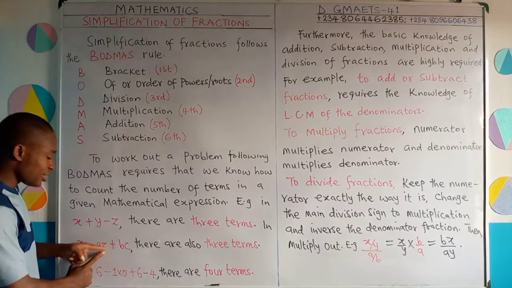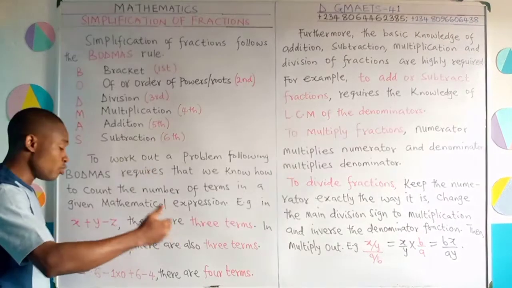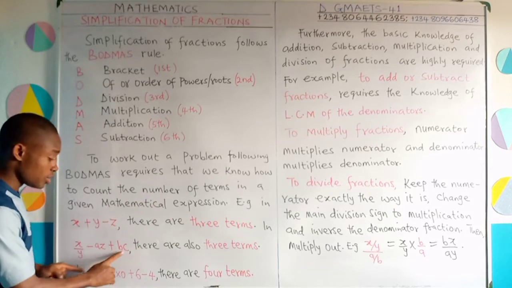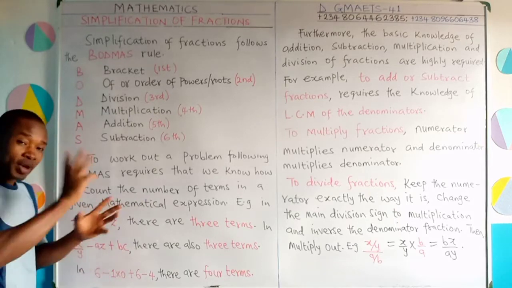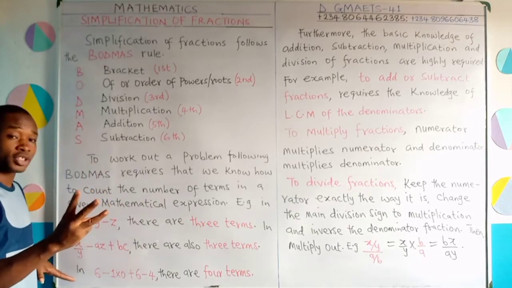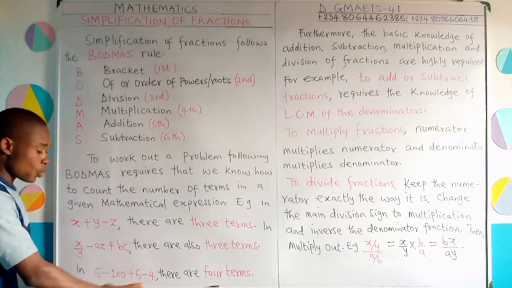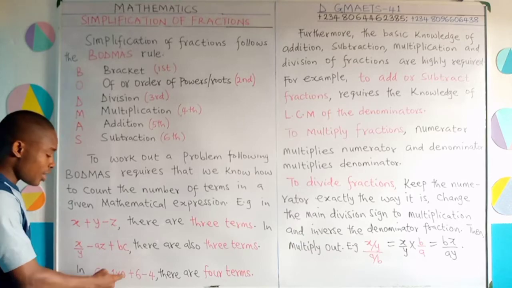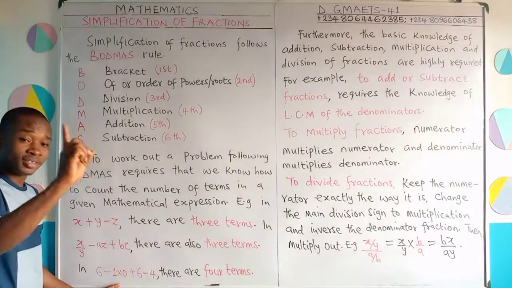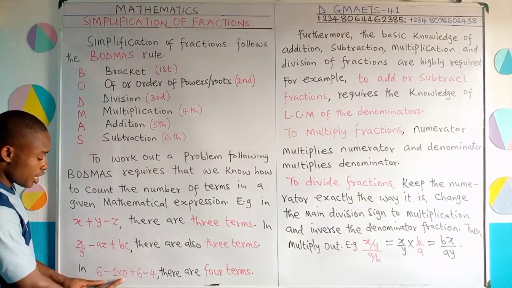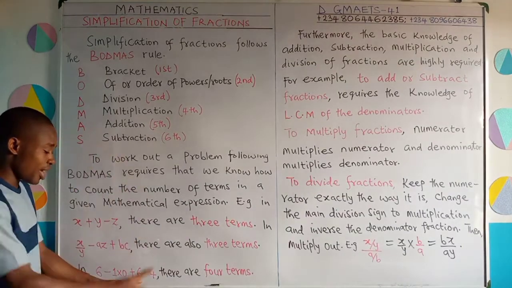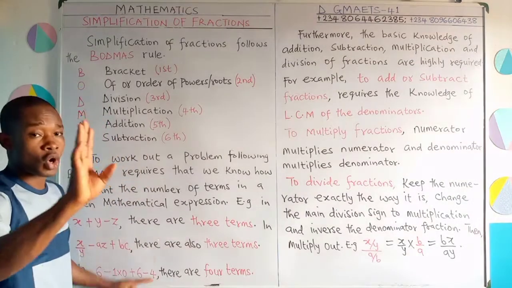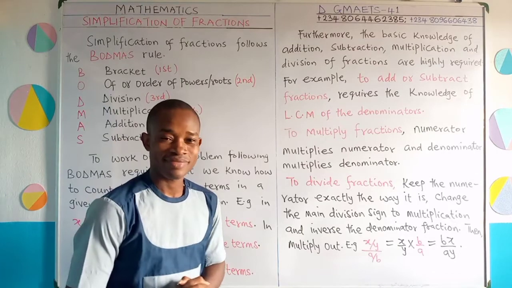Then after this az you have plus. The next thing you need to be taken as another term, which is bc. So altogether we have 3 terms in this expression. What about this? We have 4 terms here, which are 6. 1 times 0. This 1 times 0 is taken as 1 term, making it 2 here. Then this plus 6, making it 3, and then minus 4, making it 4 terms.